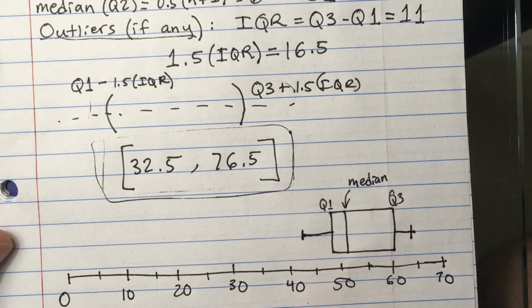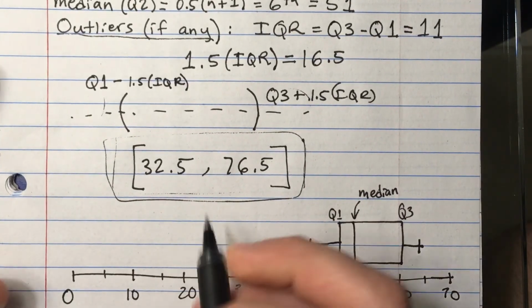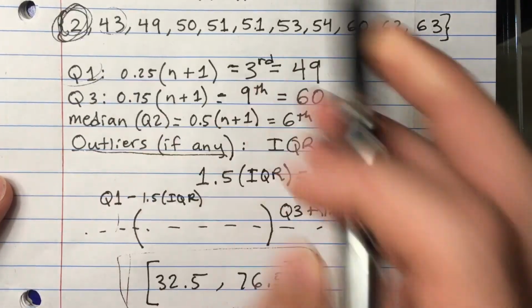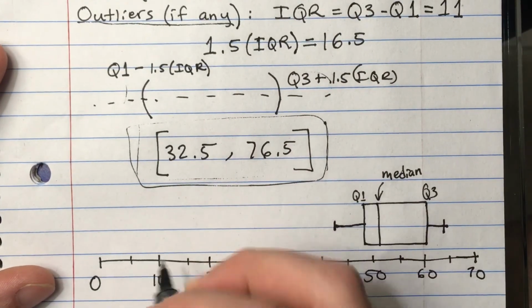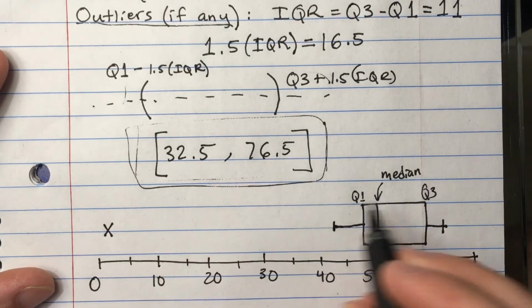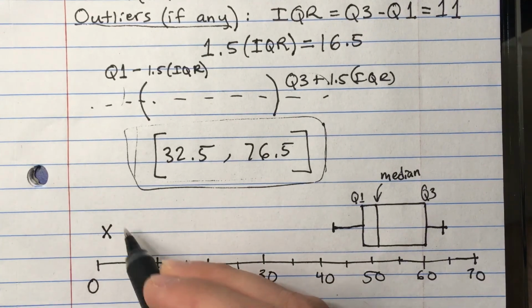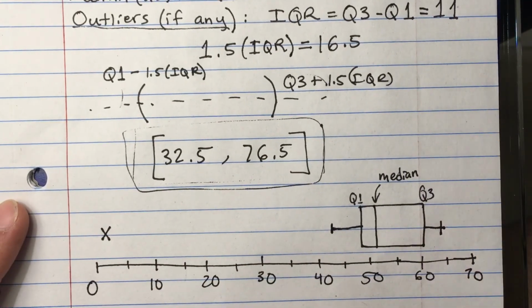Now we want to include the outlier, and we include the outlier as an x. The only outlier is 2. Looking at the number line, 2 falls somewhere around right here. And that's it. If you had multiple outliers, just keep labeling them as an x. And that's it. This is your box plot.